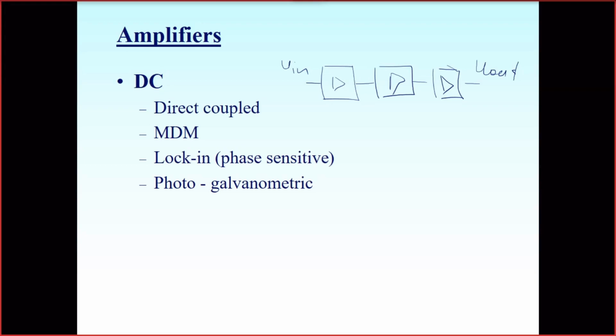But this direct coupled amplifier is not always good enough, especially if we have a very high level of noise that could be added somewhere here and there. So we get noise which is added at any stage of this amplifier. To work with a signal which has a high level of noise, the MDM technique, or locking, is much more useful.